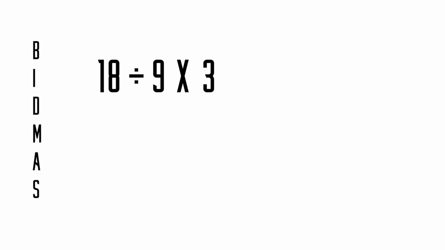We can now rewrite this as 18 divided by 9 multiplied by 3. Now, by following BIDMAS, we know that division comes before multiplication, so the next calculation we will do is 18 divided by 9, which is 2. Again, we can rewrite this, so what we have left is 2 multiplied by 3. And we know from this that the answer is 6.